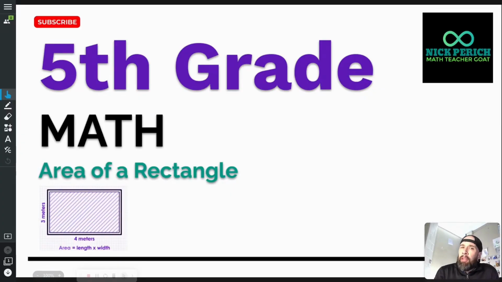What up, what up? I'm the math teacher Goat, and today in 5th grade math, we're talking about the area of a rectangle. So you're given a picture like that.